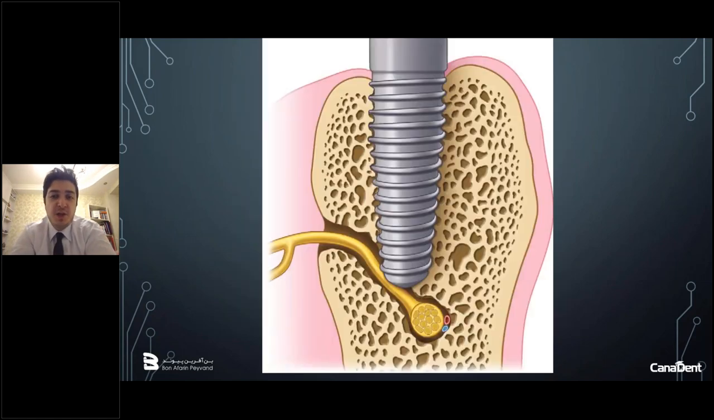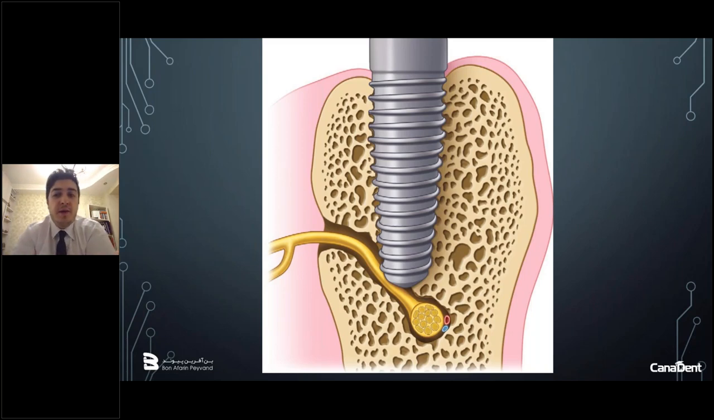If the fixture impinges on the nerve, it should be immediately removed and inserted more above, or must be replaced with a wider implant. Otherwise, the patient may experience numbness in the chin and lip region and may even have a lot of pain to dysesthesia on the nerve.